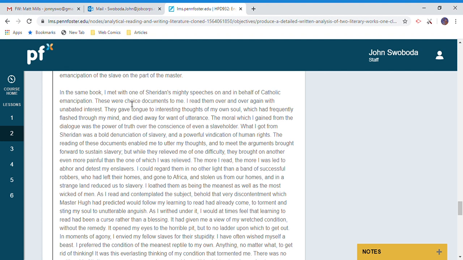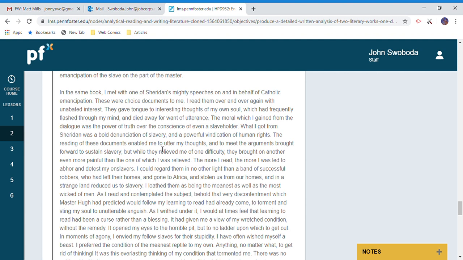They gave tongue to interesting thoughts of my own soul, which had frequently flashed through my mind and died away for want of utterance. The moral which I gained from the dialogue was the power of truth over the conscience of even a slaveholder. What I got from Sheridan was a bold denunciation of slavery, and a powerful vindication of human rights. The reading of these documents enabled me to utter my thoughts and to meet the arguments brought forward to sustain slavery. But while they relieved me of one difficulty, they brought on another even more painful than the one of which I was relieved.